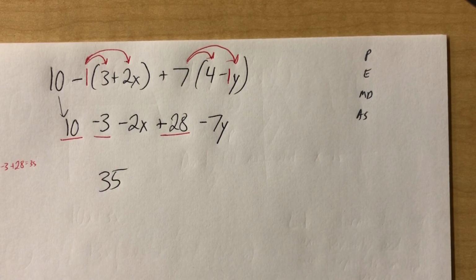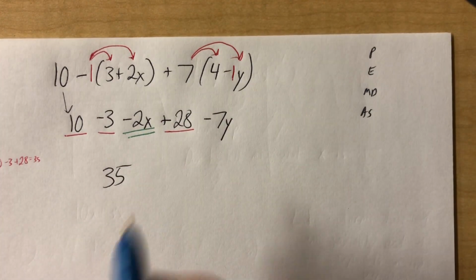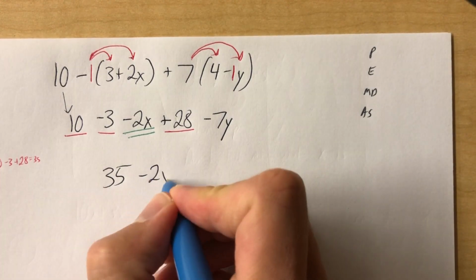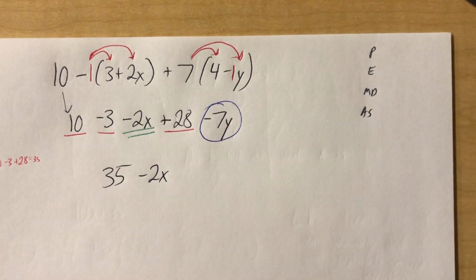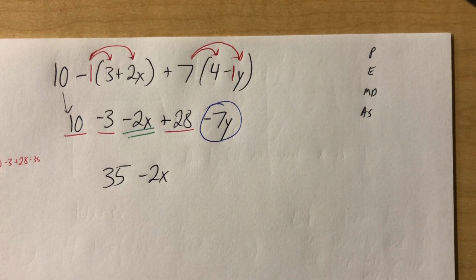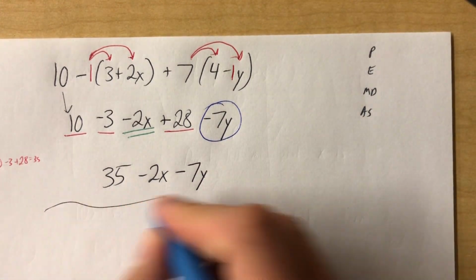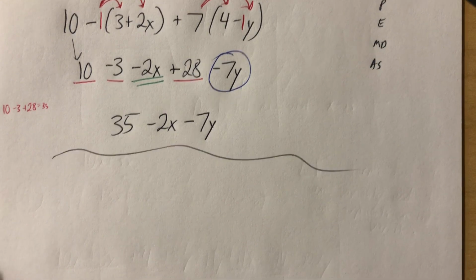And now we'll do the other. Negative 2x. And I see no other x's. So minus 2x. And then I have negative 7y. So minus 7y, and there are no other terms like that one. Okay, let's do 3 more.